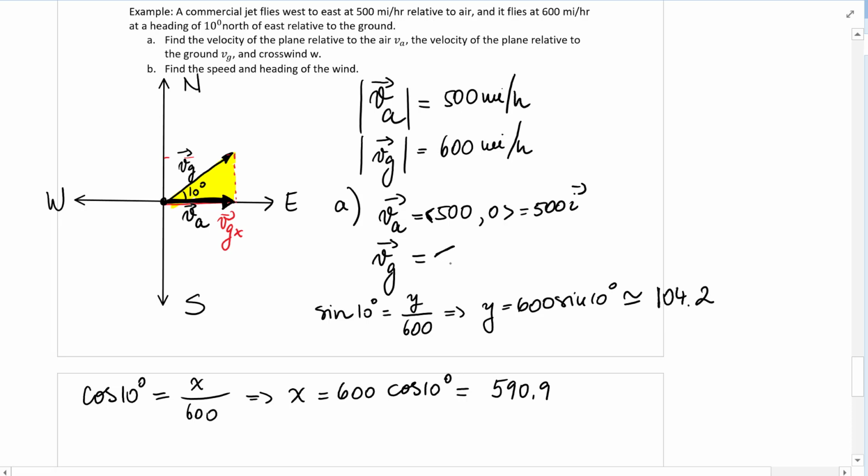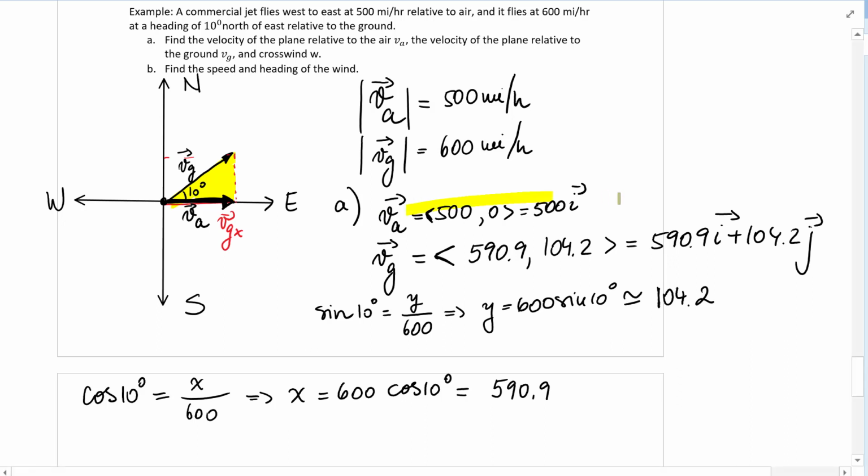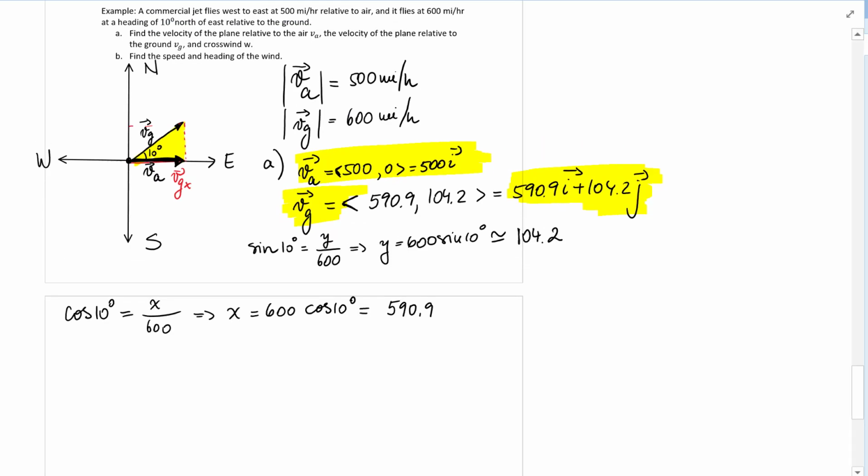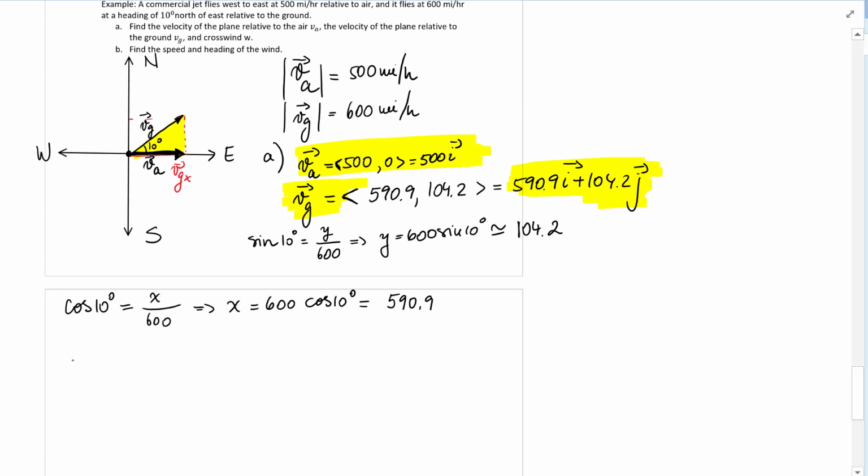So VG can be written as 590.9, 104.2, or we can write it 590.9 i plus 104.2 j. So these are VA, the velocity, and VG as vectors. Then we want to find the crosswind.